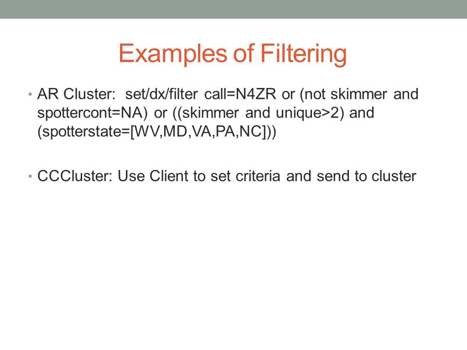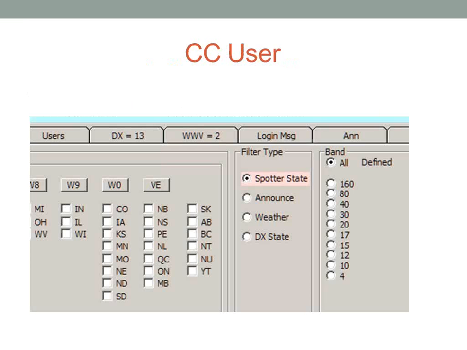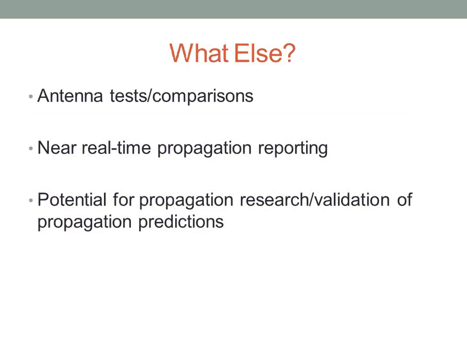CC Cluster takes a different approach. They use a client to set the filters, and then they send them to the cluster node. So you can see, for example, that you could decide which spotter states you wanted to have over here, check the boxes, click the button that says send to cluster, and from then on you'd only get spots from that particular state or states. Okay, so that's pretty much the story about spots, so we can come back to anything you have.